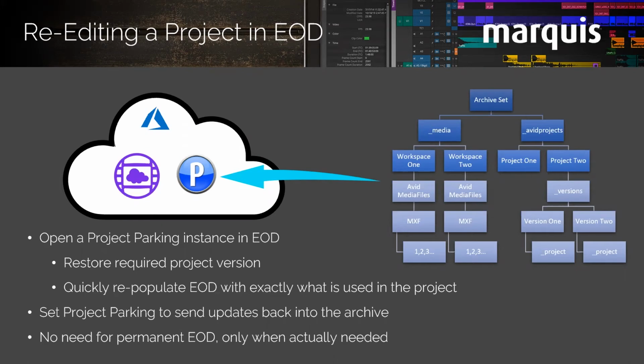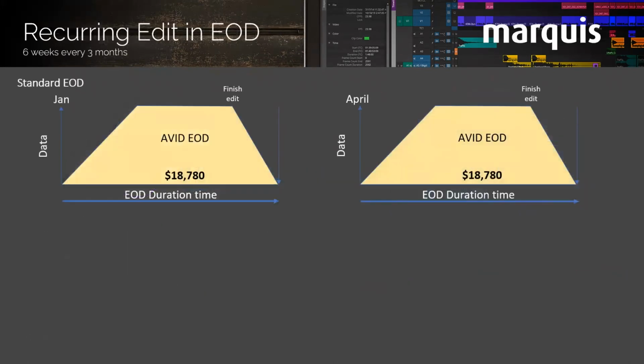If I look at an example of this, we can look at a project where the customer will go through a recurring project and they'll be expecting to do 6 weeks of work every 3 months. In a standard EOD scenario, you'll find the ingest period will have the ramp up as content is gradually ingested into the production. That's production time while the editing is going on, and then the period at the ramp down when everything's finished up, tidied up, and getting ready for the instance to be turned off.